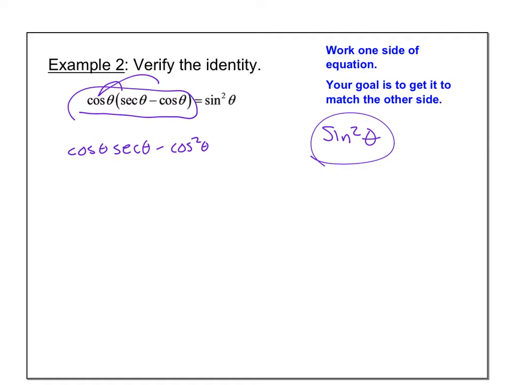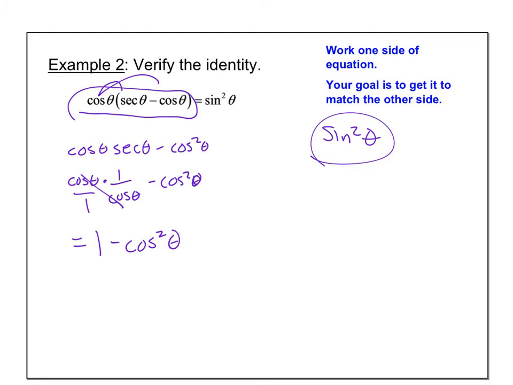So I'm going to distribute that. Now let's think about this. Secant is actually 1 over cosine of theta. So that's where this comes in. Cosine of theta times 1 over cosine of theta, that's a fancy way of saying 1. Those cancel out. 1 minus cosine squared.